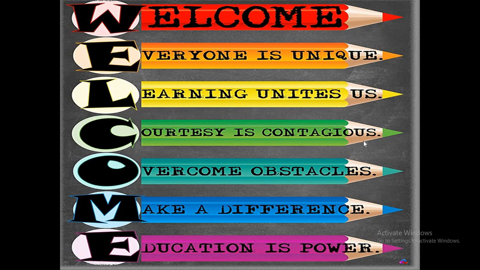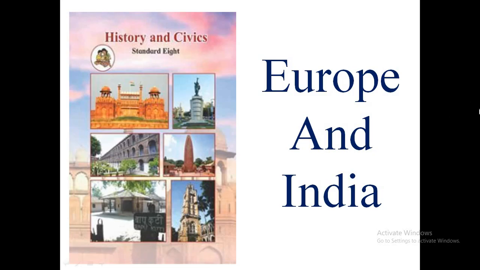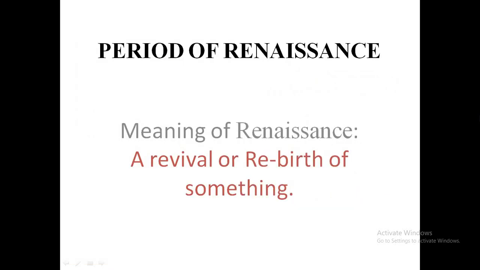Let us begin with the History Chapter 2, Europe and India. India was a British colony. The British left behind them in India a strong imprint of their philosophy and culture. Later, Europeans arrived in India because of commercial reasons. In this lesson, we are going to study the events that happened during the modern period. So let's start our first topic, that is the period of Renaissance.